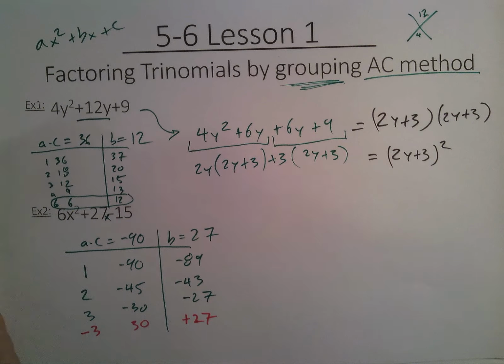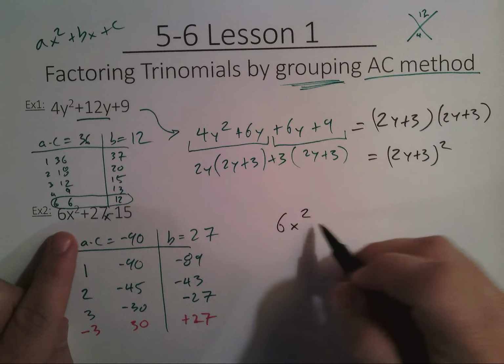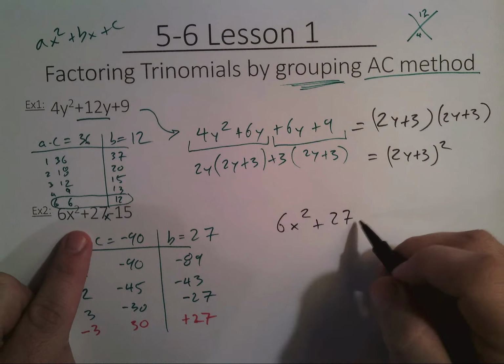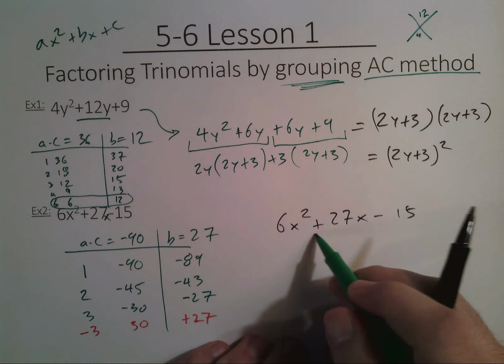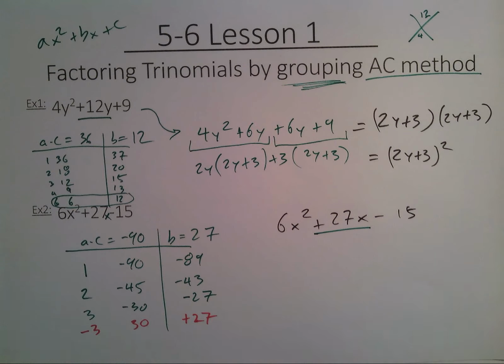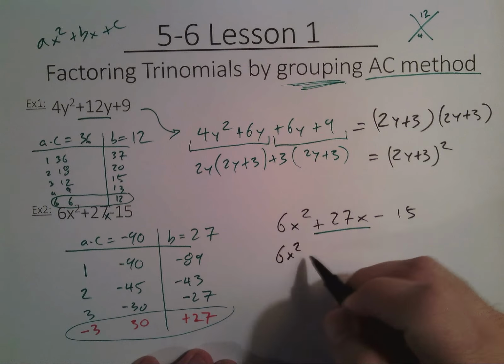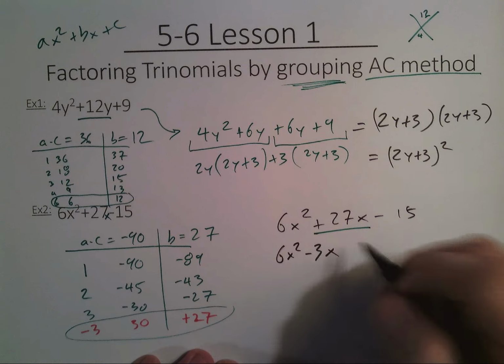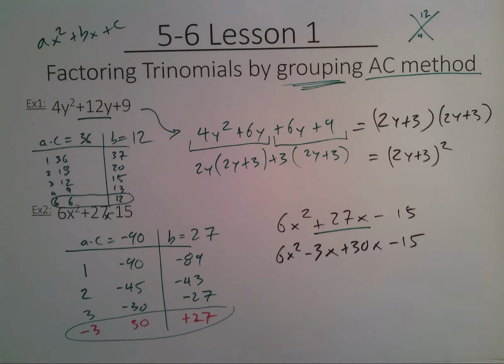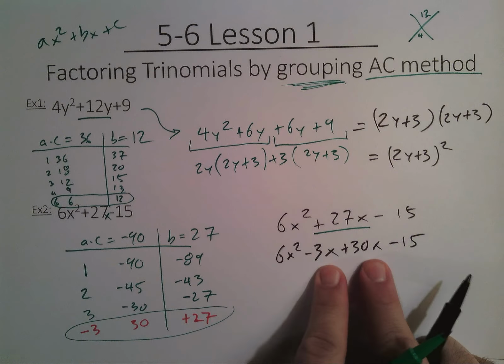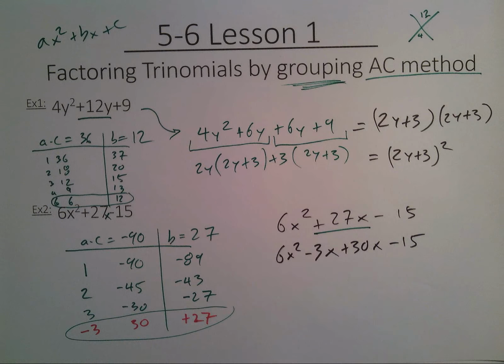I'm just going to go ahead and rewrite what I originally had: 6x squared plus 27x minus 15. The 27 is what's being broken up. What is it being broken up to? Negative 3 and 30. So I have 6x squared minus 3x plus 30x minus 15. Do you see if I added these, I would get positive 27?